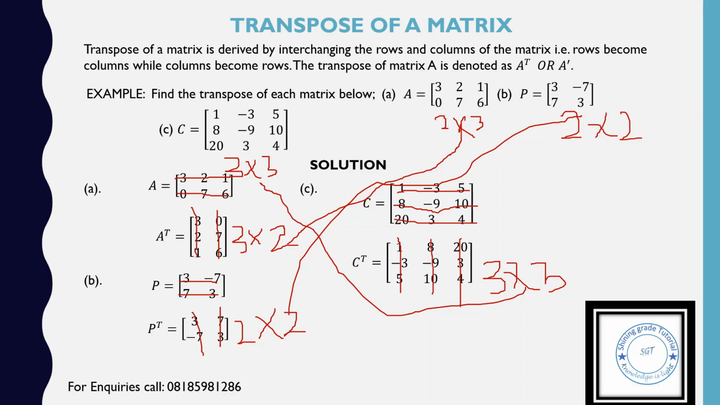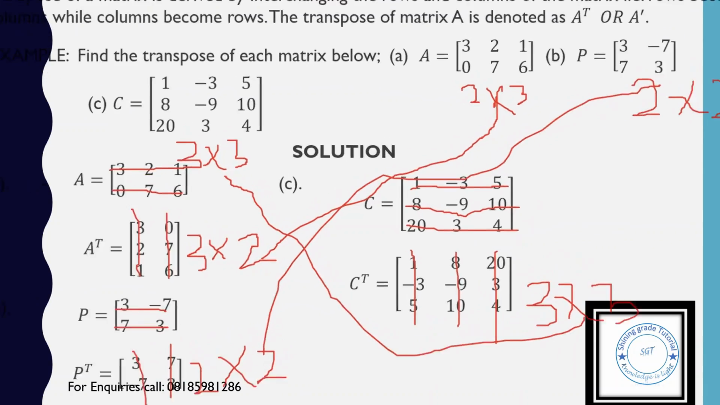So for a square matrix, when we find the transpose, the dimension does not change. But for a non-square matrix, a rectangular matrix, the dimension is interchanged. Do not forget, the size changes. The size of the matrix will change when we find the transpose of a rectangular matrix. That is all about transpose. So we can move to determinant.